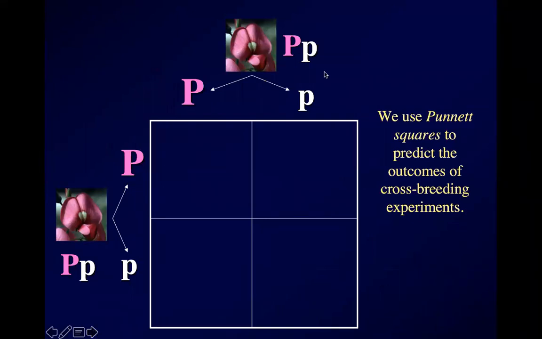We use this little writing device called a Punnett square to predict the outcomes of crossbreeding experiments.